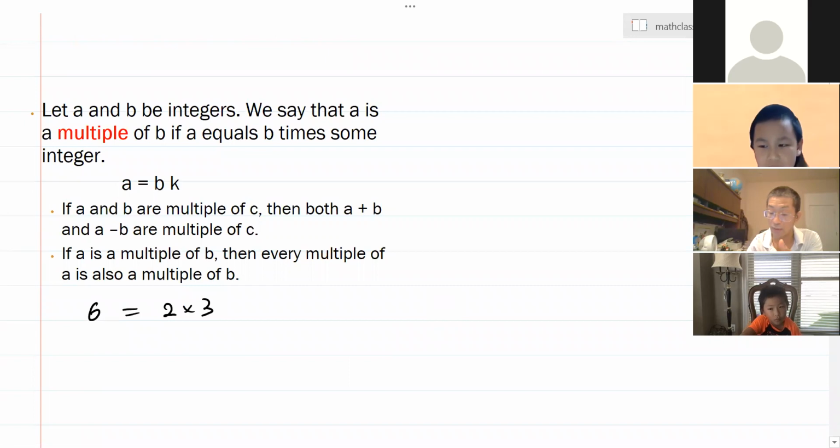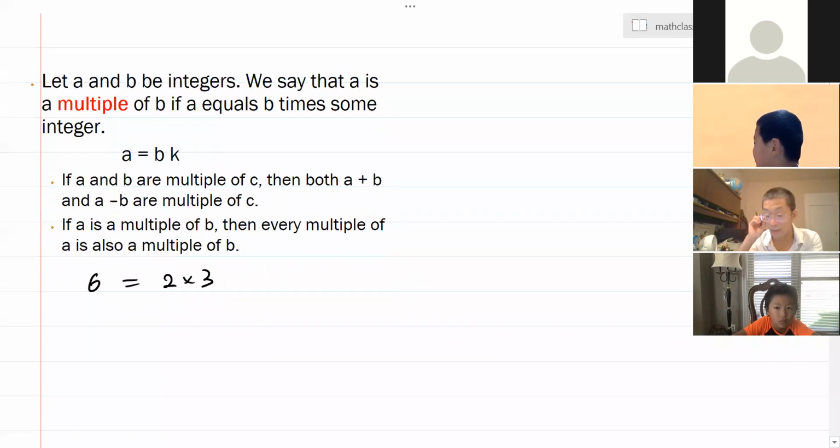The first one says that if A and B are multiples of C, then adding them together will also be a multiple of C, and the subtraction A minus B is also a multiple of C. That is just because A and B both contain a factor of C, so when you add them together they will still contain it.